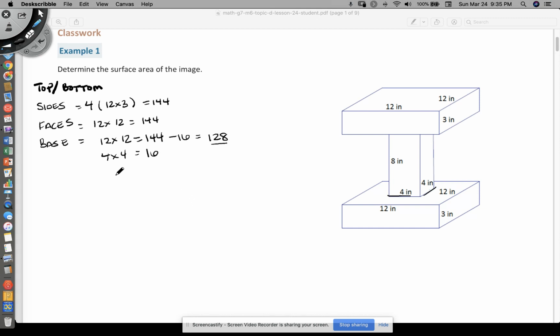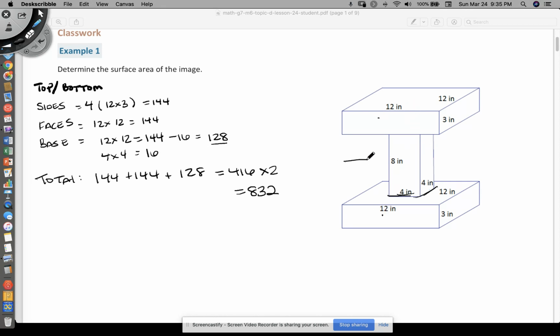Now let's add up our total that we have so far. That's just covering this whole top piece. So I have 144 plus 144 plus 128 gives me a grand total of 416. Now, I do actually have 2 of these identical things. This one also has the post. This one's also a 12 by 12 and a 12 by 3. So I'm going to take this answer here and multiply it by 2, which gives me a total of 832. So that's the top and the bottom.